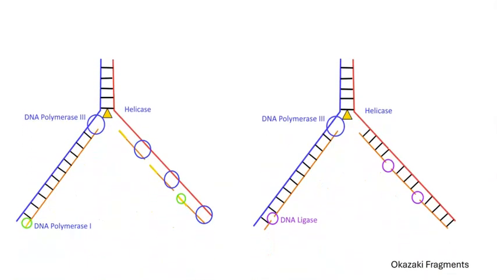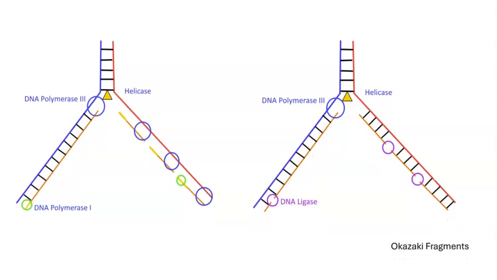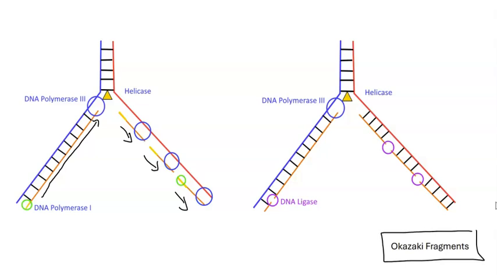If we stand back from this detail and look at a larger overview, what we see in our model is the continuous synthesis of the new strand, the leading strand, here on the left-hand side. But on the right-hand side, the strand is being synthesized in a number of short sections. And these sections, often referred to as fragments, are called Okazaki fragments.